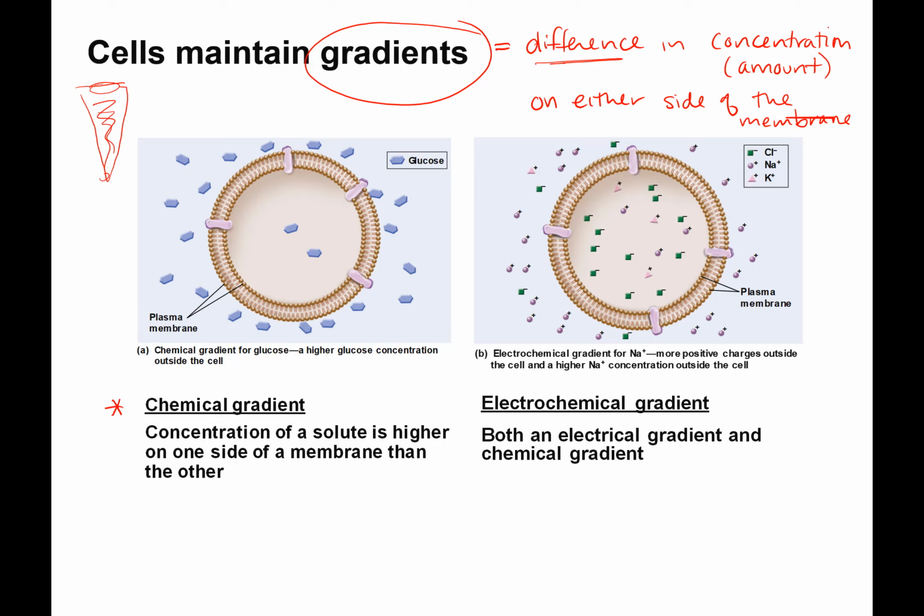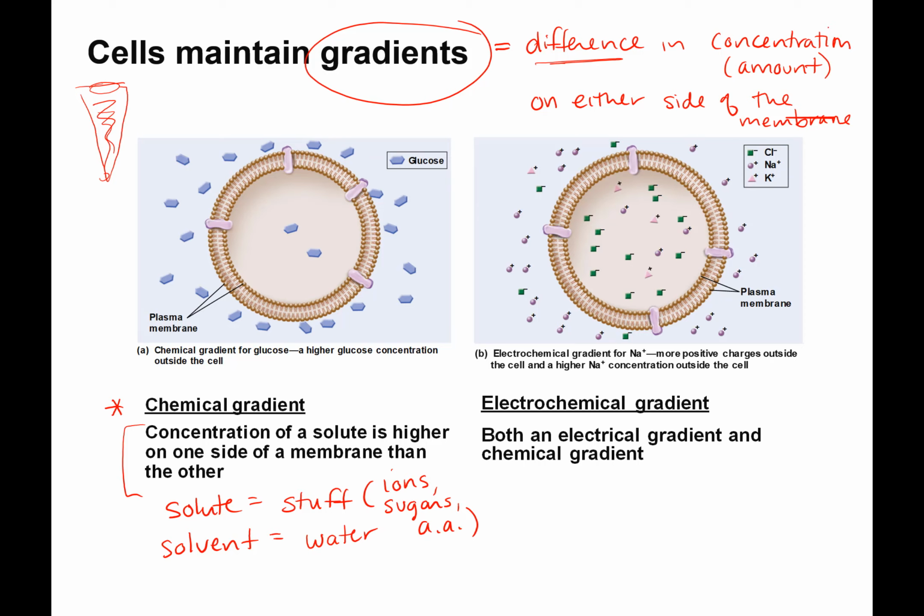There's two different types of gradients. There's a chemical gradient, and like this says, the concentration of a solute is higher on one side of the membrane than the other. So solute means stuff. Solvent in biology is water. So solute is dissolved in the solvent. So stuff. This could be ions. This could be sugars. This could be amino acids. Any kind of things that are dissolved in the water.